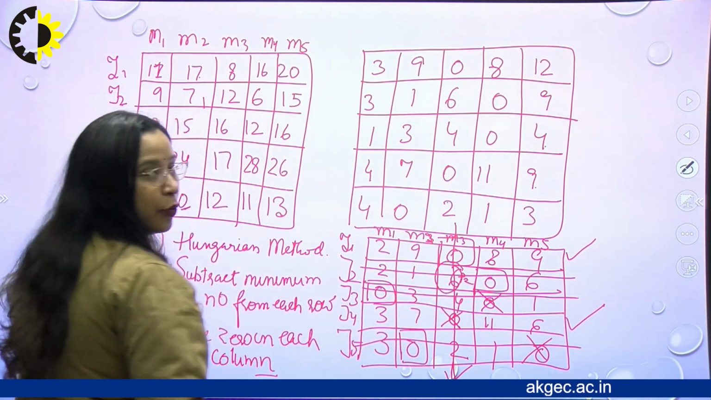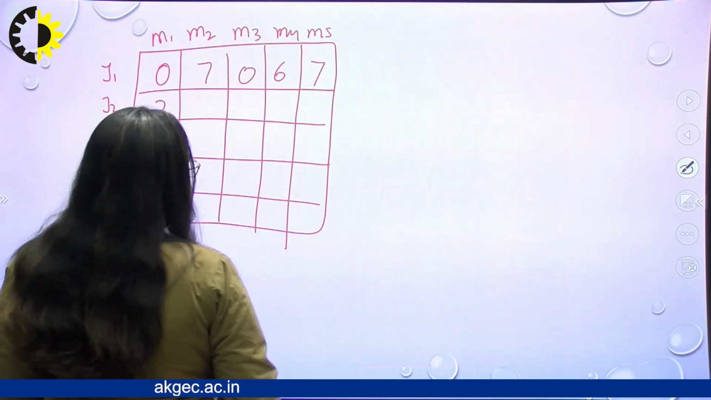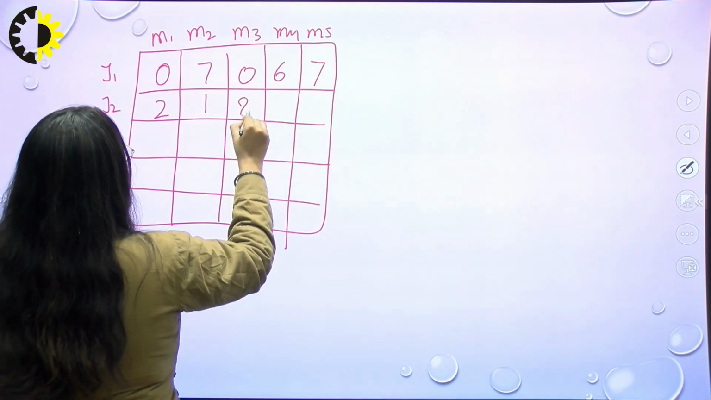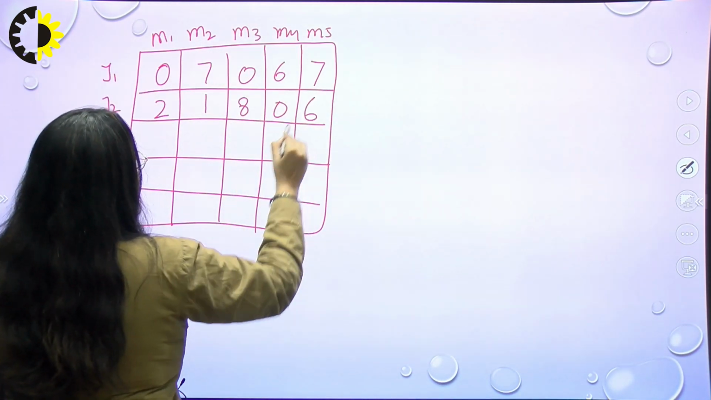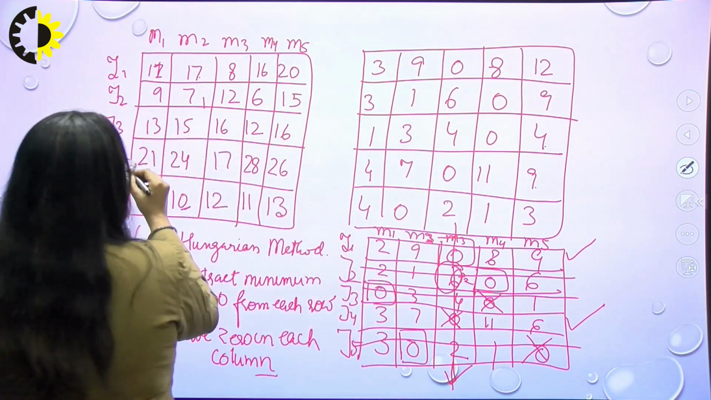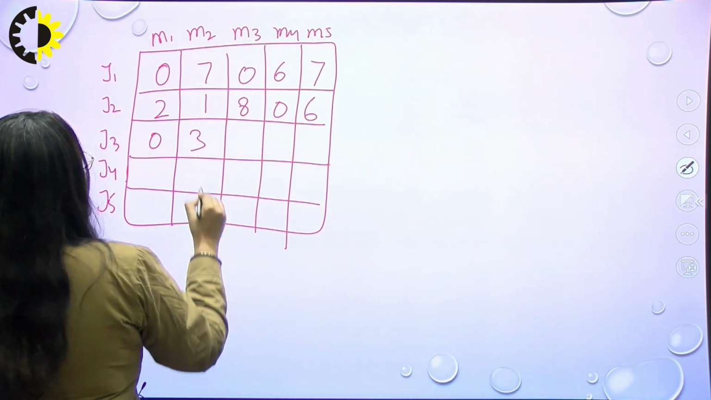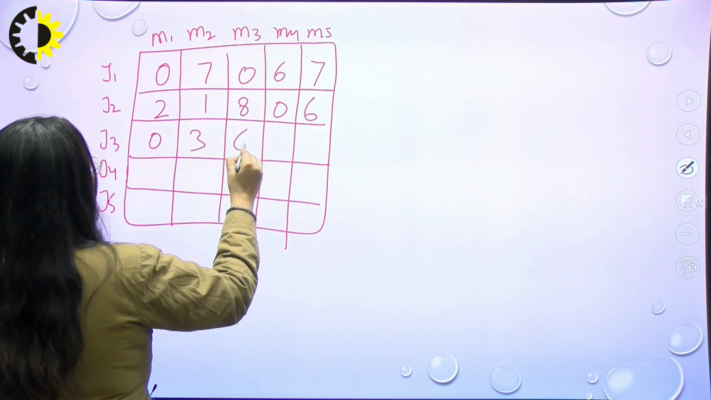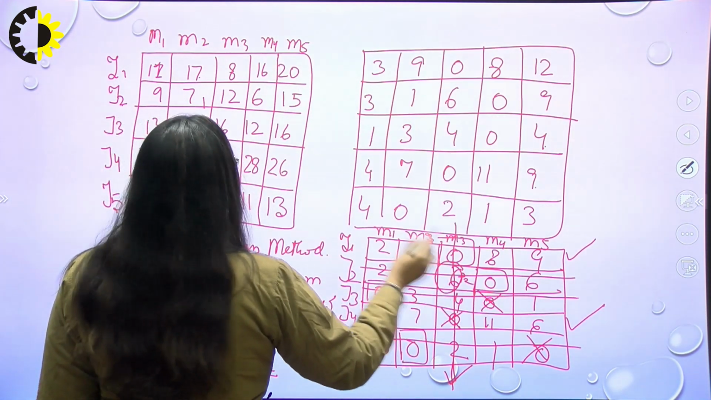This is the intersection point of these two lines. So 2, 1, 8, 0, 6. Next will be 0, 3. It is also an intersection point. So it will be 6, 0, 1.